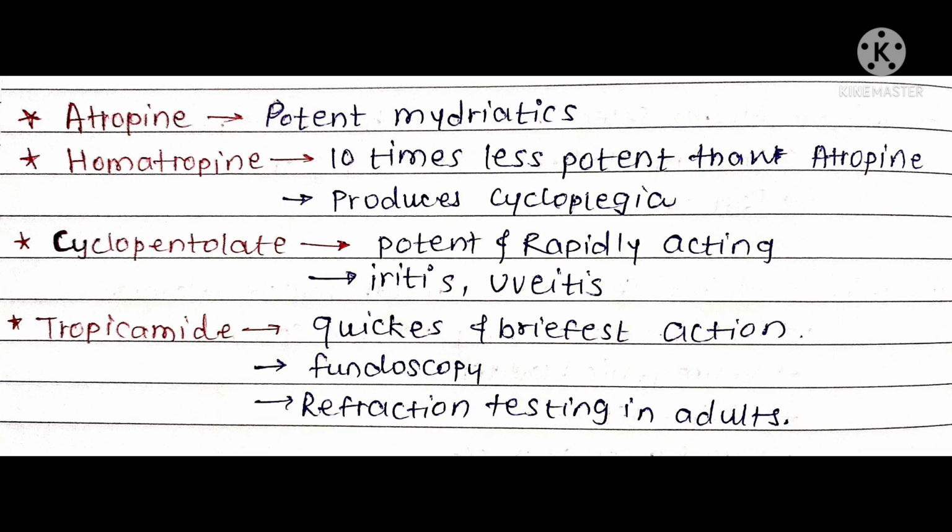Next are atropine, homatropine, cyclopentolate, tropicamide. All these are used as mydriatics. Atropine is a potent mydriatic. Homatropine is 10 times less potent than atropine. It produces cycloplegia. Cyclopentolate is a potent and rapidly acting mydriatic. It is used in iritis, uveitis. Then tropicamide, it is the quickest and briefest acting, used in fundoscopy and refraction testing in adults.